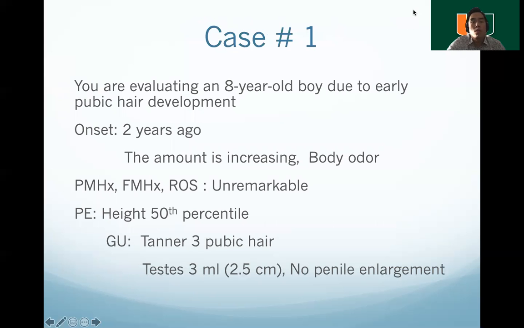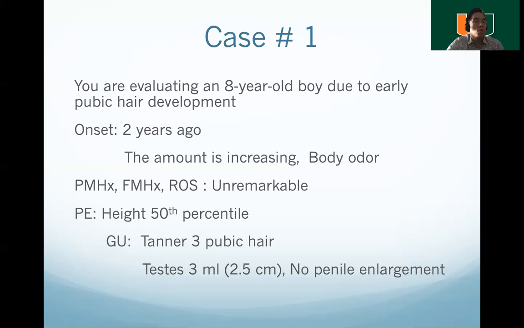Okay, so let's do some case illustrations so you understand better the presentation and the diagnosis of CAH. In case one, you're evaluating an 8-year-old boy because of early pubic hair development. His onset was 2 years ago. Remember my lecture on puberty? This is definitely precocious puberty, since he started at 6 years old. And the amount is increasing. He also has body odor. Past medical history, family history, and review of systems are unremarkable.